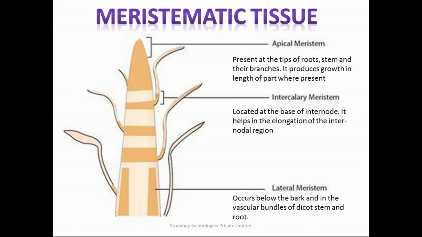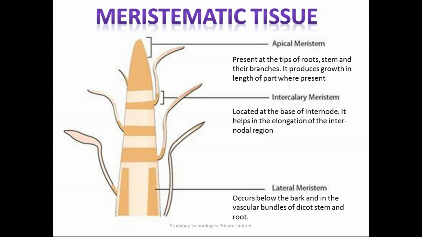First one is apical meristem. Apical meristem is present in the tips of roots, stem, and their branches, and that produces growth in length of the part where they are present. So that the stem grows in its own direction, branches grow in their own direction, and so on.